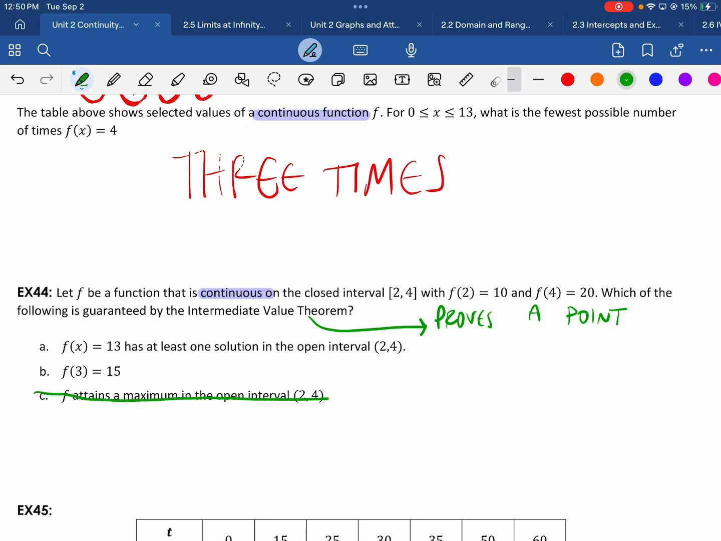So it's not a maximum. We are not proving a maximum. We are proving a random point exists. It couldn't be f of 3, right? Because it would be f of x. We don't know that it's at 3. Does 15 exist between 10 and 20? Yes. But we don't know that it's at 3. So that one is also wrong because it's too specific. I know 15 exists. I don't know that it's at 3. And then for A, does 13 exist? Yes. And it's f of x equals 13. So it's general. We just know it exists. We don't know where exactly. We just know it's there.